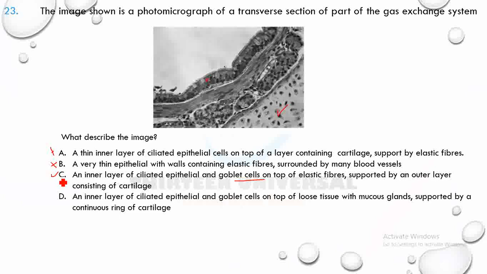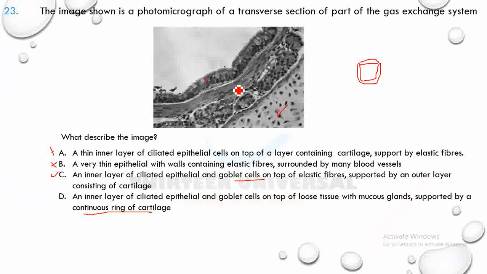But what happens to D? An inner layer of ciliated epithelium and goblet cells on top of loose tissue with mucous glands. Yeah, awesome. Supported by a continuous ring of cartilage. This is where it's wrong. This ring of cartilage is for trachea, but this happens not to be trachea. How do I know? Trachea has a C ring. The other part of the trachea is made up of smooth muscle. So trachea doesn't show cartilage and smooth muscle at the same time, but this shows smooth muscle.